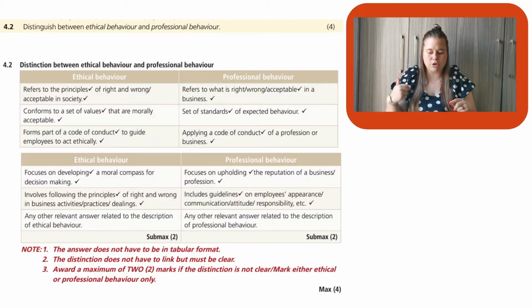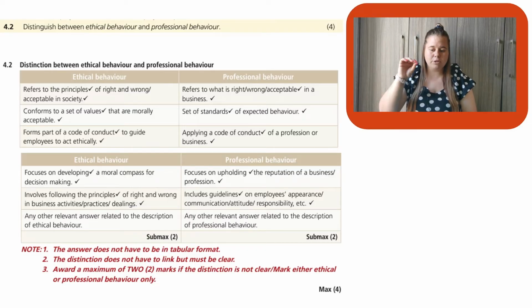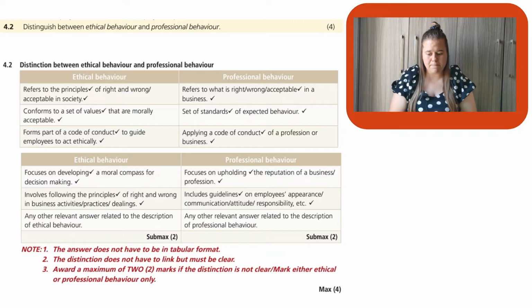Okay, just important, I'm going to go to the notes first. It does not have to be in table form, like I mentioned, but it's nice to do so because as you can see here, it's a bit easier to read because it's in table form. Then the distinguish does not have to be linked, the distinction, sorry. So you don't have to have them, look at the first one. Refers to principles of right and wrong. The next one refers to right and wrong acceptable behavior. It doesn't have to link, but if we had the question saying compare between the two, then they have to link up. Distinguish, differentiate, they don't have to link up, but compare, they do have to link up. So just be careful there.